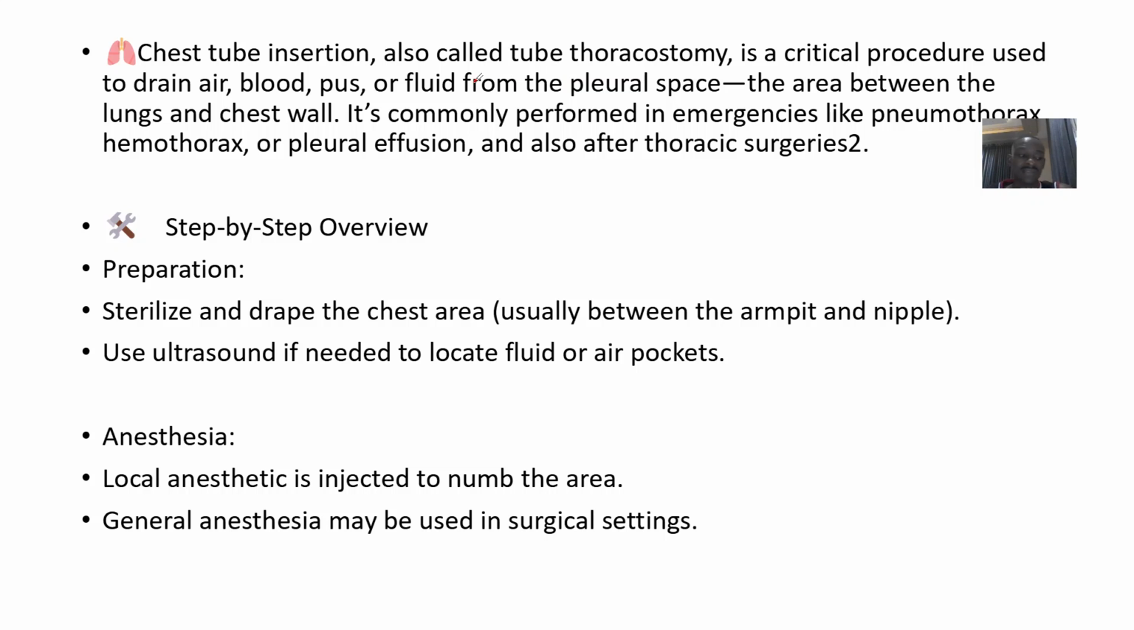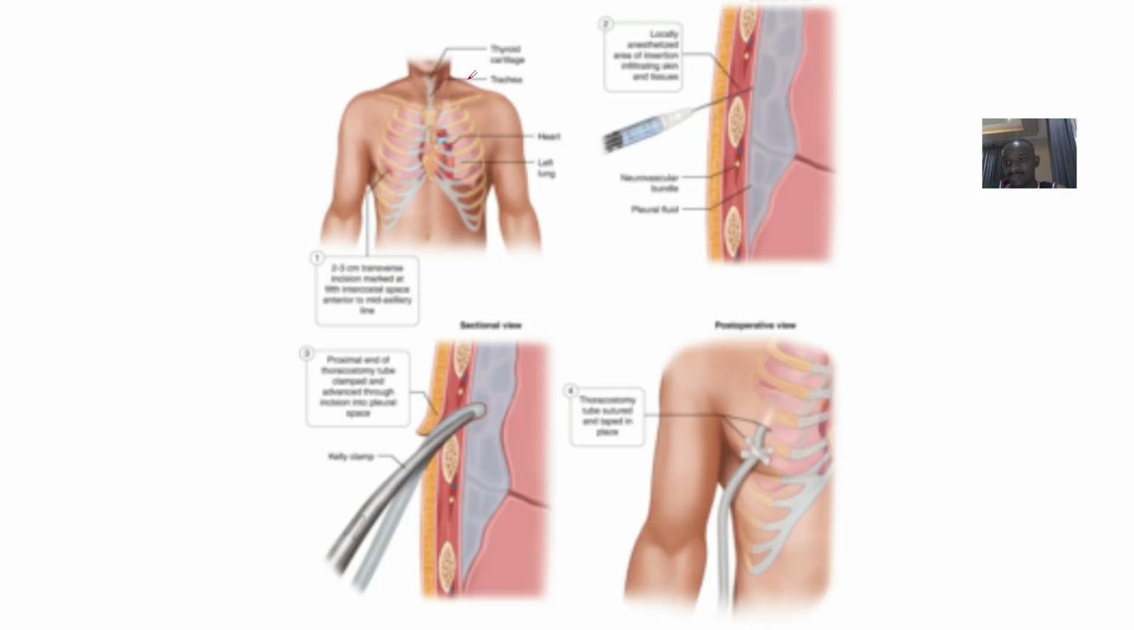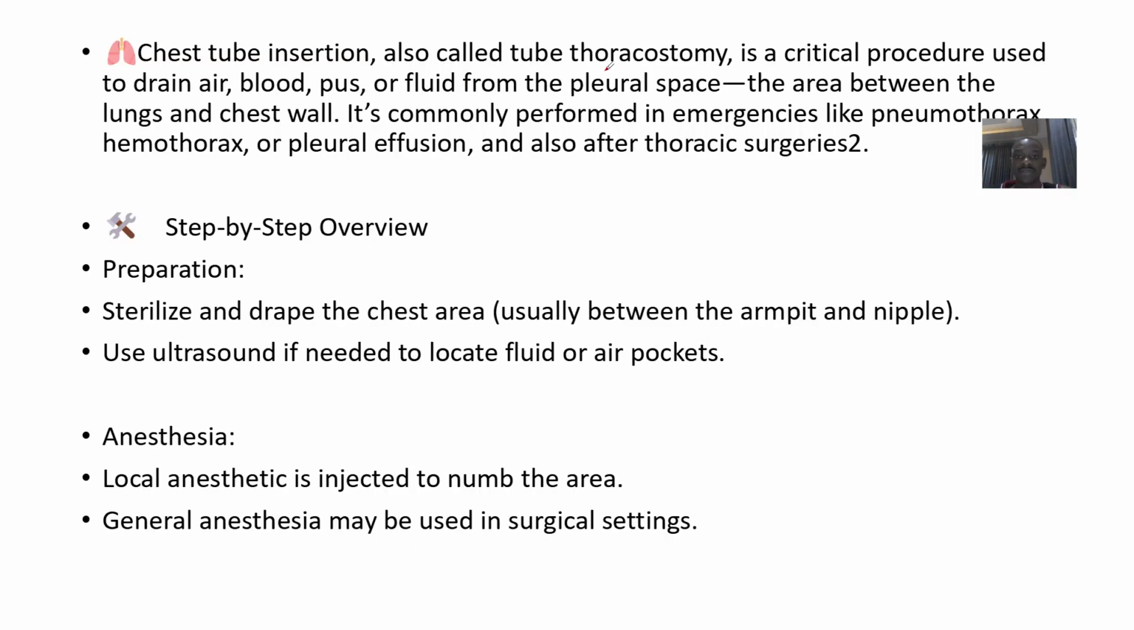You do this anytime you suspect there's air trapped in the chest, pus trapped in the chest, or fluid in the pleural space. The pleural space is the area between the chest wall and the lungs. It's commonly performed in emergencies like pneumothorax, that means there's air there, hemothorax, there's blood there, or pleural effusion, maybe there's a formation of fluid there. You understand? So, a step-by-step overview.